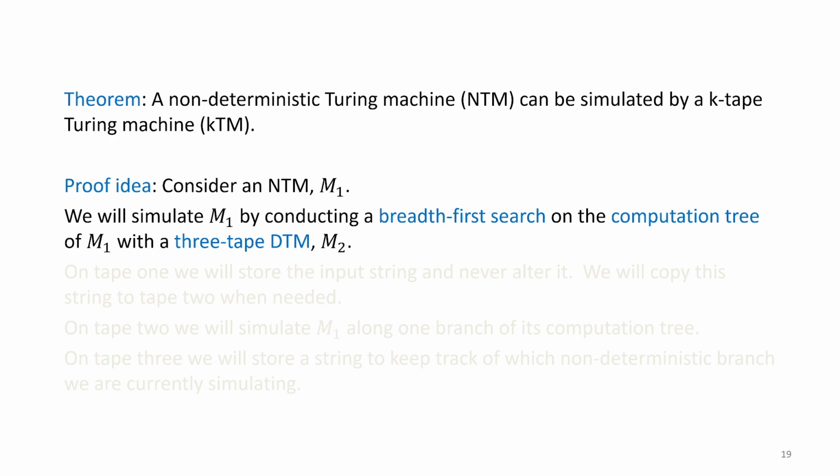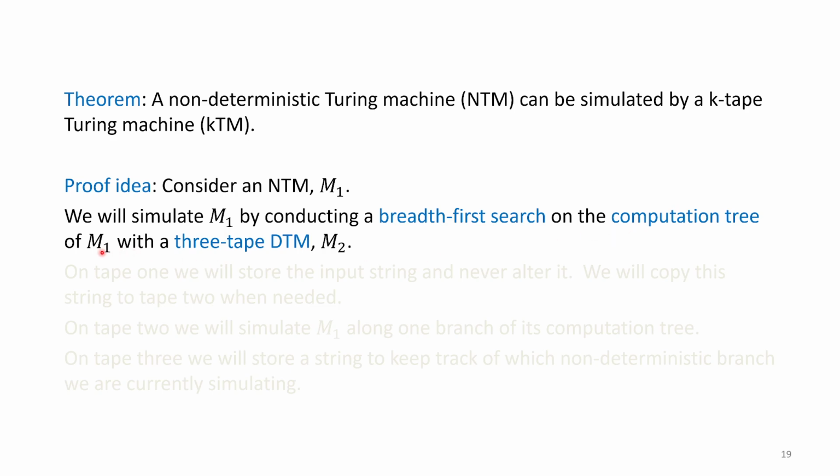Okay, like I mentioned, we will begin by arguing that a non-deterministic Turing machine can be simulated by a K-tape Turing machine. So we're going to start by assuming we have some non-deterministic Turing machine. I'm going to call this one M1. And we're going to simulate M1 by doing a breadth first search of the computation tree of M1.